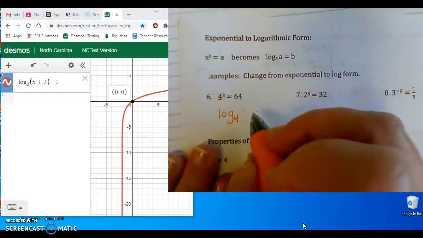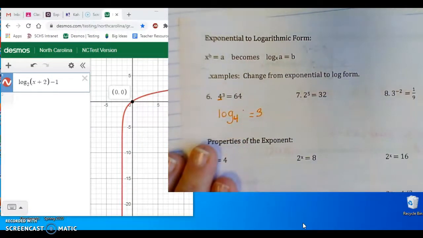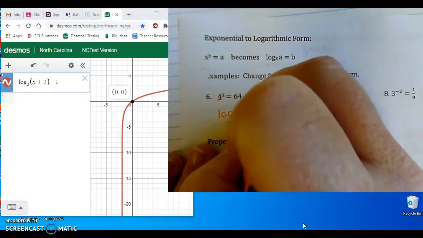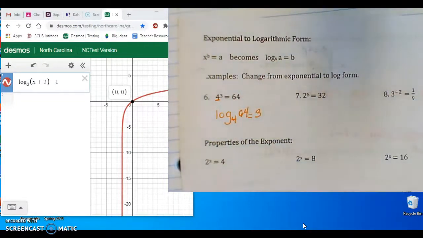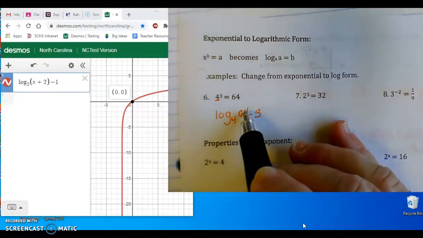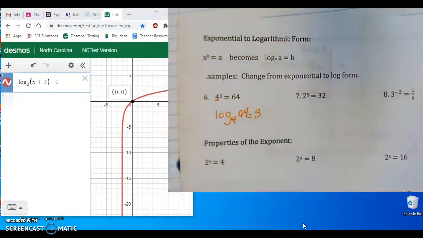I know I'm raising it to the third power. The power always goes on the opposite side of the log, and whatever the answer is always goes beside the 4. And then, the way that we just did those with the little arrows, I could just check it. 4 to the third equals 64. Oh yeah, that's right, 4 to the third equals 64. So you can sort of check it to make sure that you did it right.